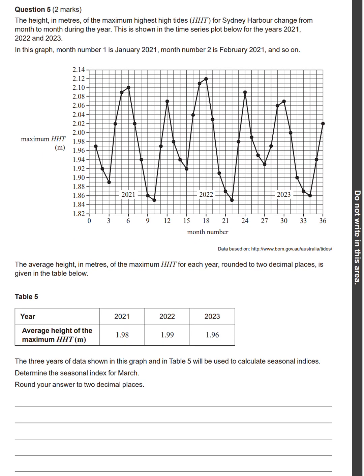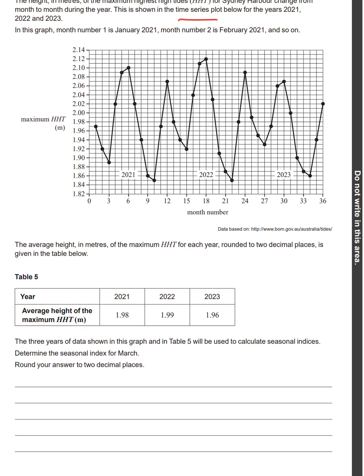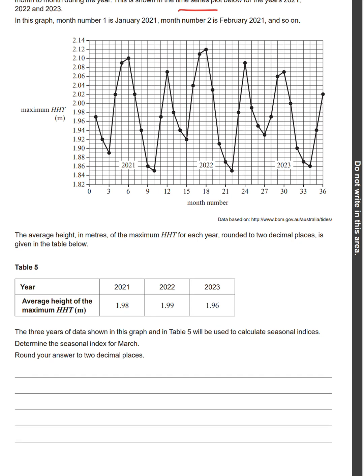All right, now this is obviously going to be a time series graph. Again, we're using the same variables here. And this is just one question. So 3 years of data shows in the graph, and table 5 will be calculated, used to calculate seasonal indices. Determine the seasonal index for March. Now it hasn't specified a year, which means it wants the average seasonal index. So that means I have to find March in all 3 years. So March is the 3rd month, so 3, 15, and 27.